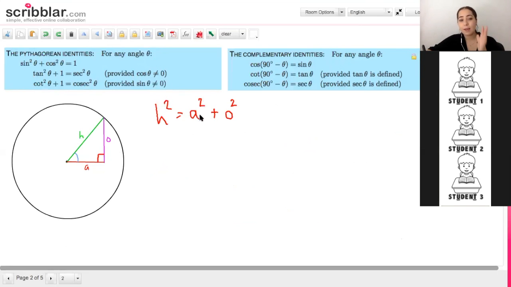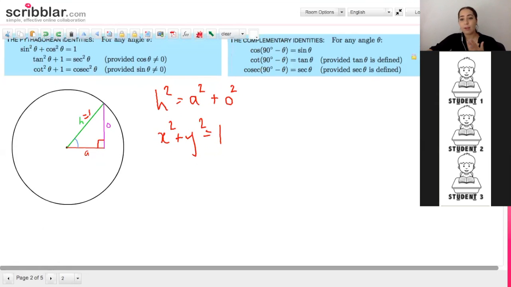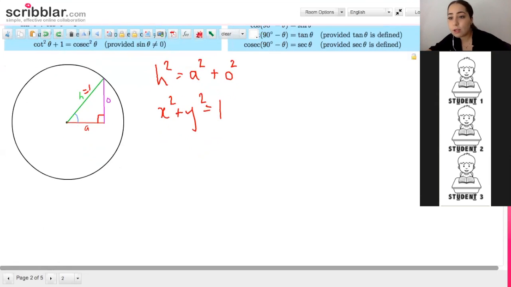So if you think about the equation of a circle, let's just say this is a unit circle. So it's got a radius of 1. And it's got an equation x squared plus y squared equals 1, which is literally this. You know, a squared plus o squared is like x squared and y squared, and 1 is your h. So 1 squared is just 1. And everything else just comes from this identity.